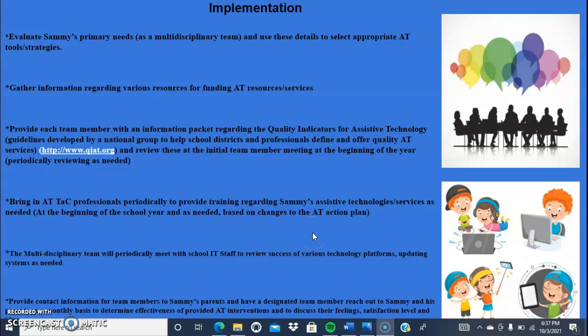We would also provide contact information for team members to Sammy's parents and have a designated team member reach out to Sammy and his parents on a monthly basis to determine if they think the assistive technology interventions provided are used to their satisfaction and if they are beneficial to Sammy.